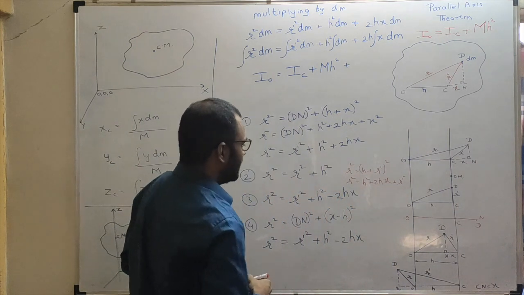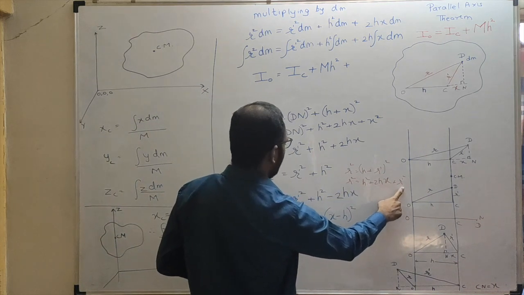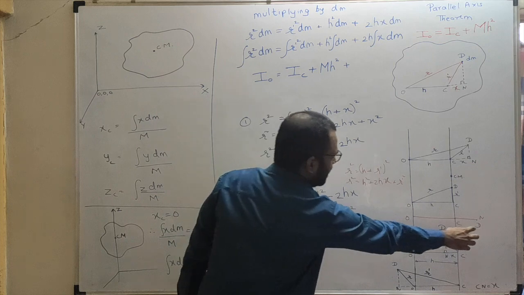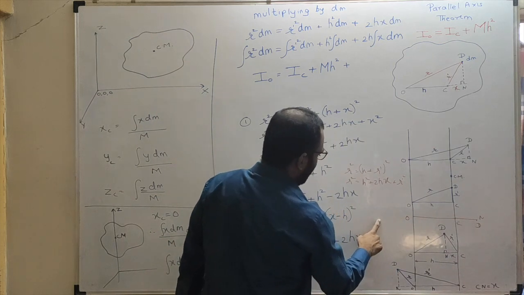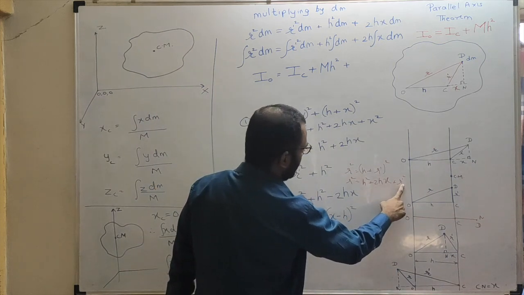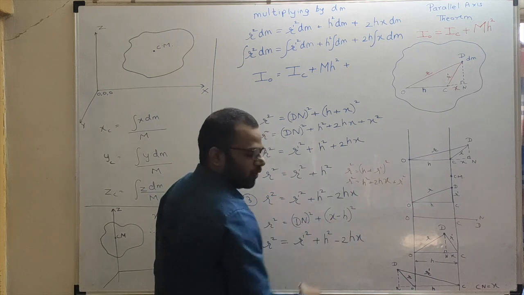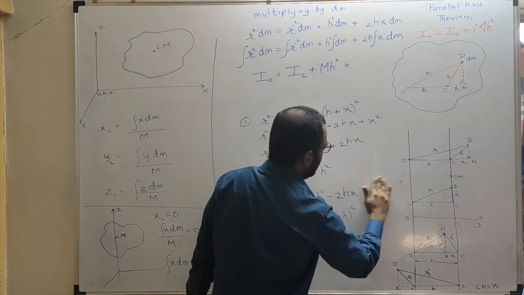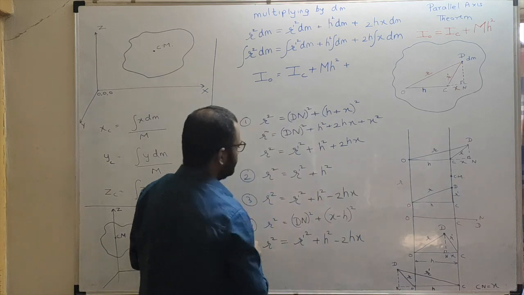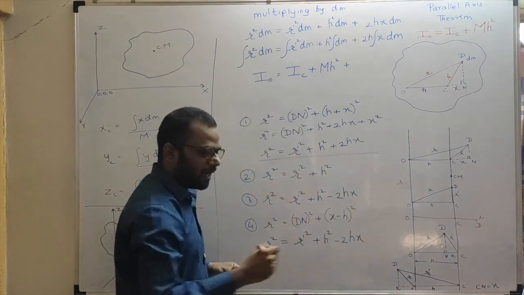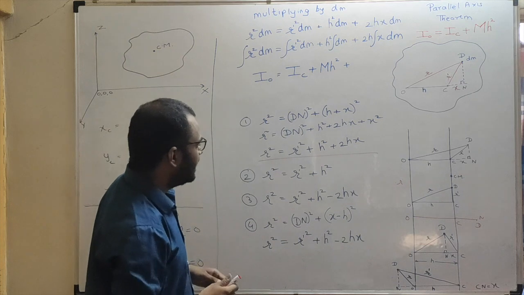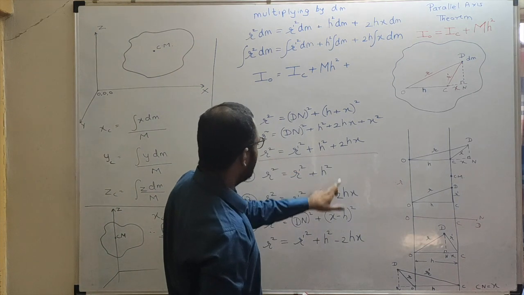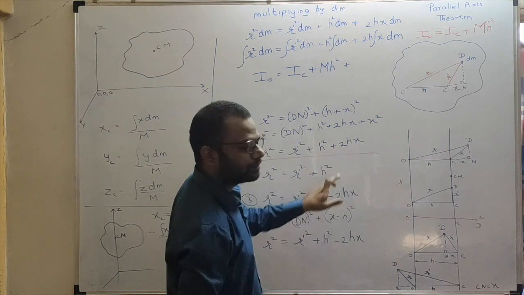So I have got the same relation. R square is equal to R dash square plus H square plus twice Hx. And if the particle was over here, I will get R square is equal to R dash square plus H square minus twice Hx. Anyway, what I want to show you is that this equation will always hold wherever the particle may be. Only thing is that at some times I will get minus twice Hx, at some times I will get plus.